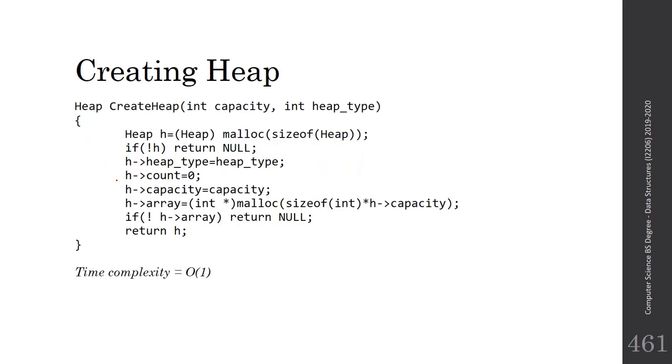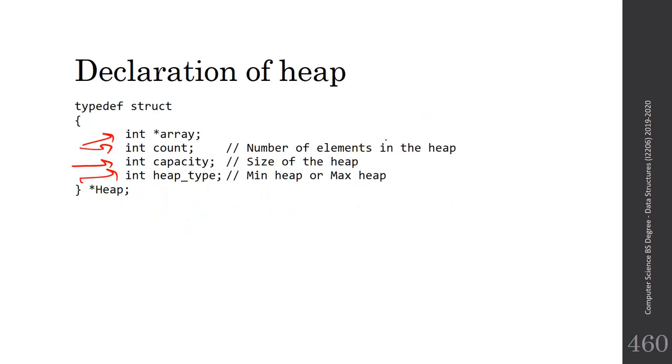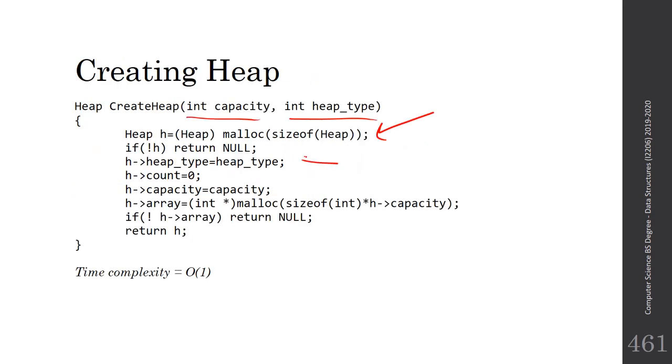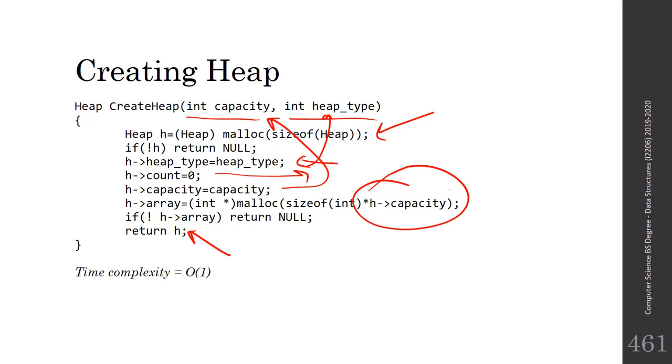So to create a heap, I have the capacity, which is the maximum capacity, and the type of the heap. I need to allocate the heap structure because it's a pointer, and we need to fill these elements: the count, the capacity, and the heap type. The heap type is already passed by parameter. The count, the current number of elements in the heap, is equal to 0, and the capacity is passed by parameter. As for the array, we need to allocate capacity elements of size int, and then we return the heap. The time complexity is 1 because we don't have any loops here.